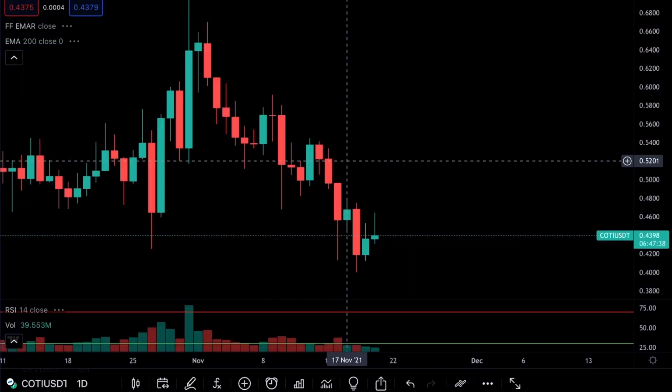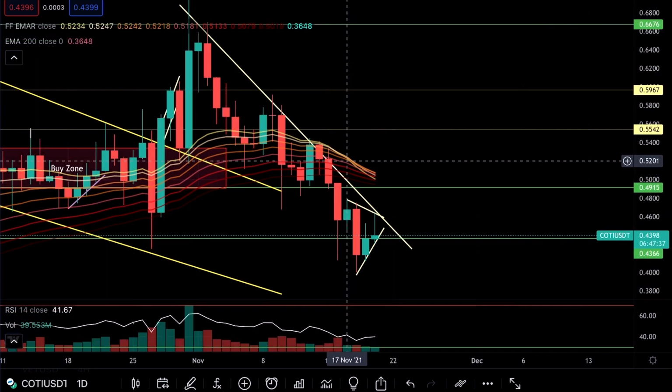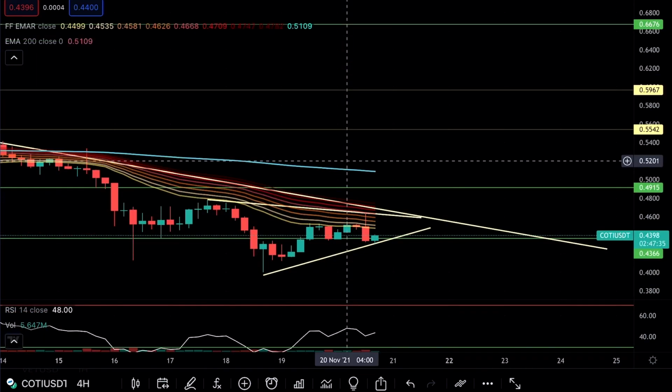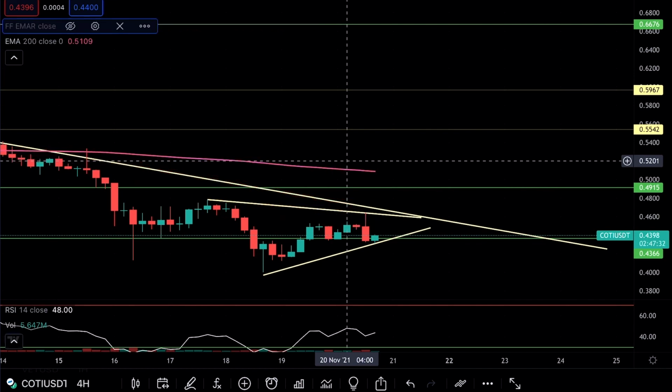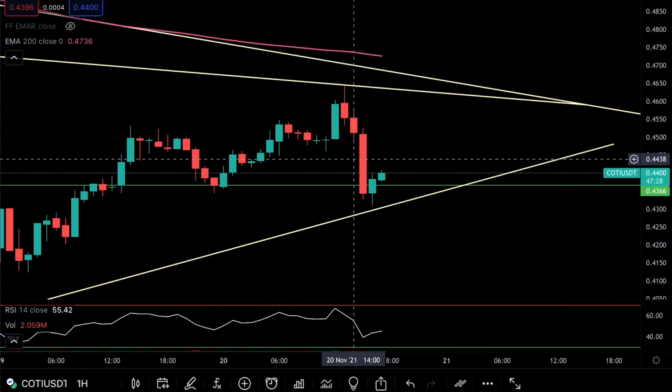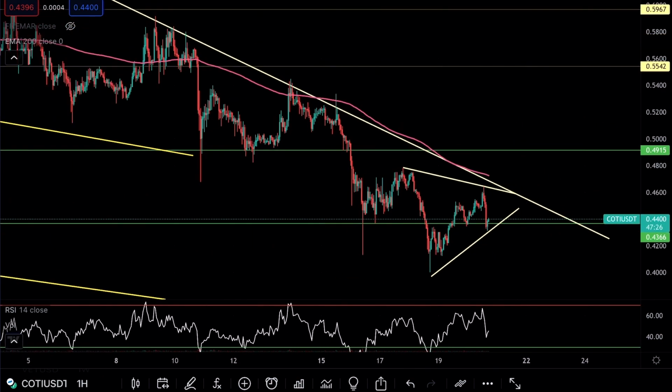What is our good friend COTI saying? Well, if we head over to COTI, again, I want to show you on the 4-hourly chart, if I just remove the EMA ribbon, what I want to show, in fact, it's even more visible on the hourly, is we are creating this wedge pattern as well.